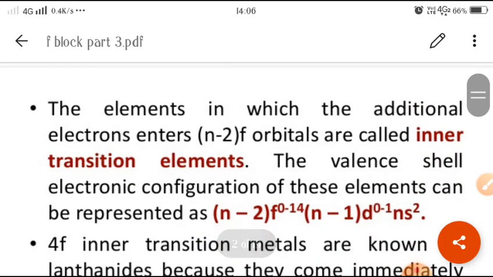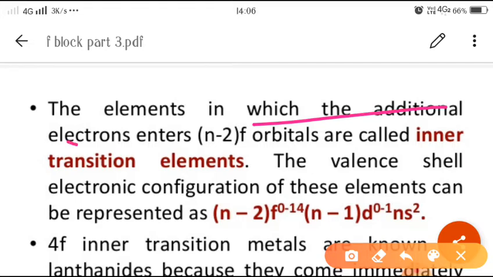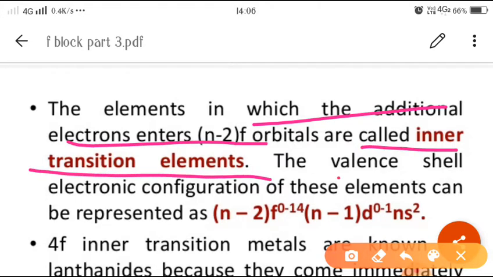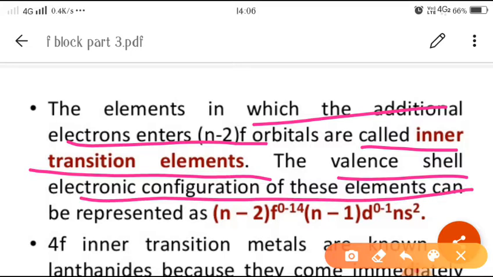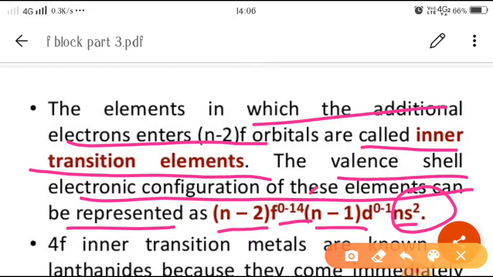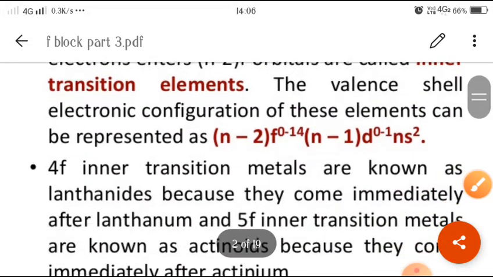So what are F block elements? The elements in which the additional electron enters the (n-2)f orbital are inner transition elements. The valence shell configuration of these elements is (n-2)f 0 to 14, (n-1)d 0 to 1, and ns2. So the outer shell is ns, then the penultimate shell, and the second penultimate shell, which is even further inside, has its f subshell being filled.